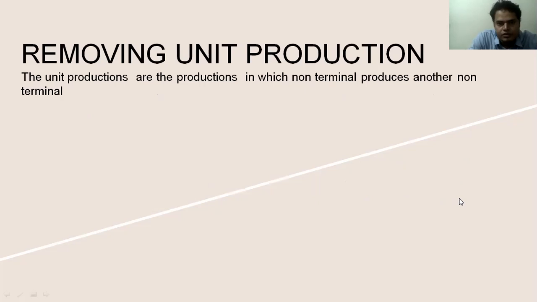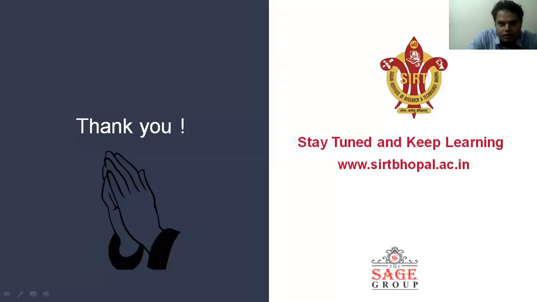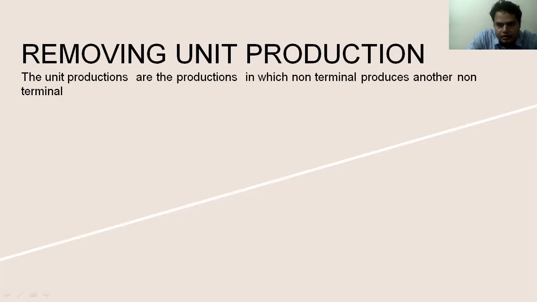Removal of unit production: this is where a production gives another non-terminal. Okay, if we want, we can recap this. The unit production is the production in which a non-terminal produces another non-terminal. So we can take an example like that: capital A, which is a non-terminal, produces A tends to capital B, which is also a non-terminal, and B directly or indirectly does not produce any terminal value. Such a type of production is called a unit production, and you can simply remove such a production from the grammar.